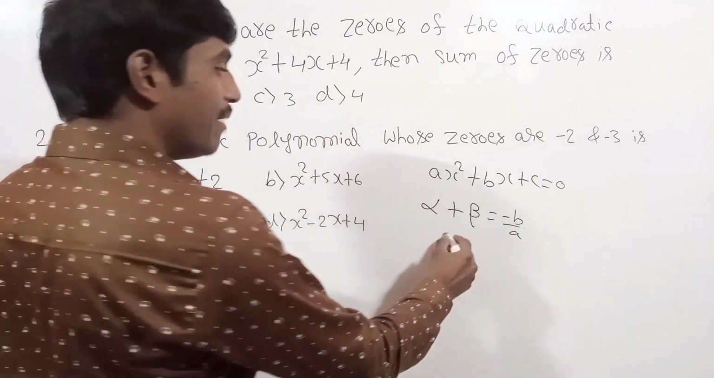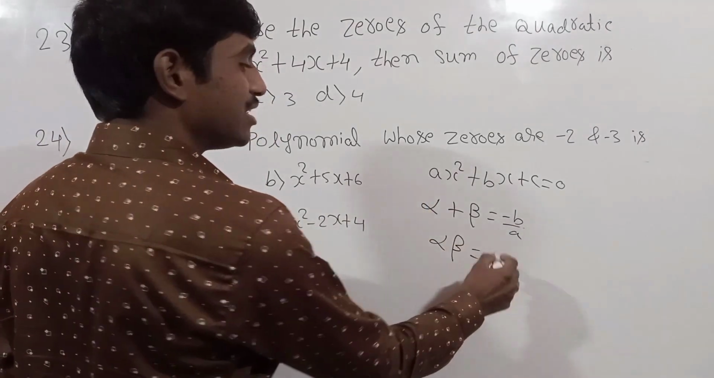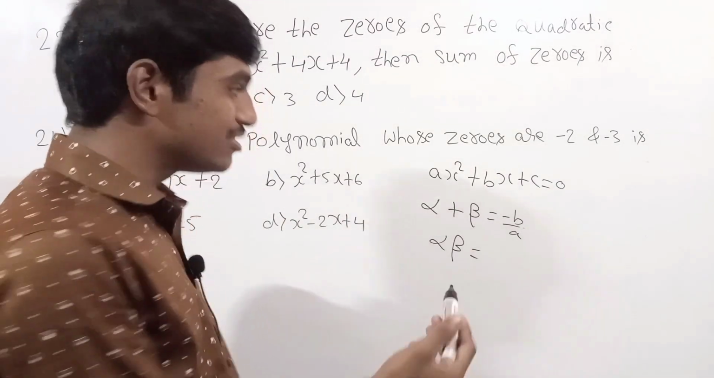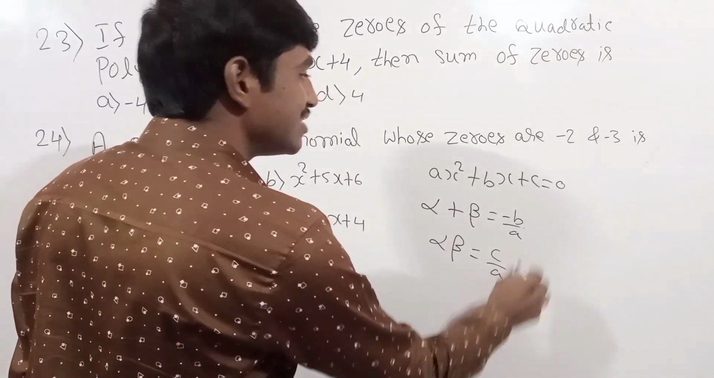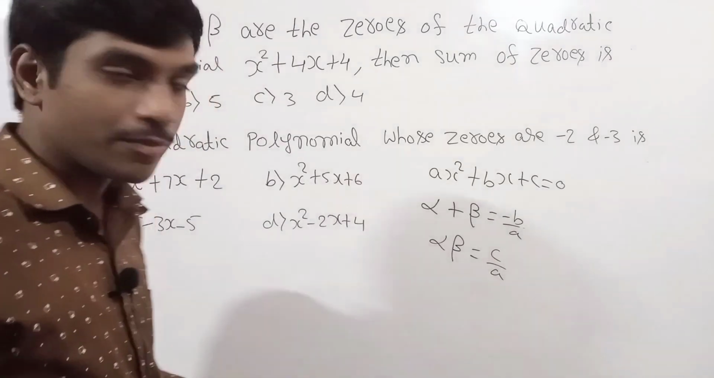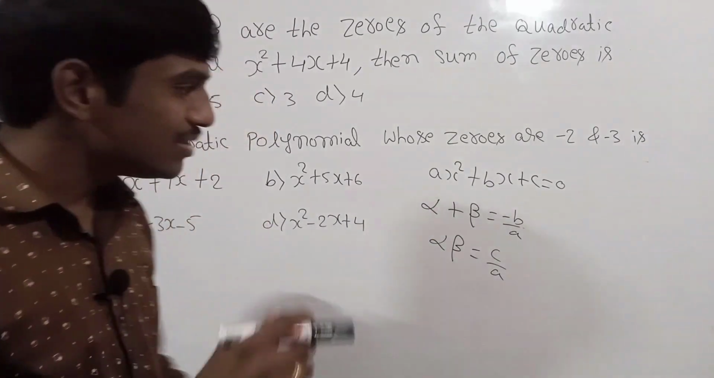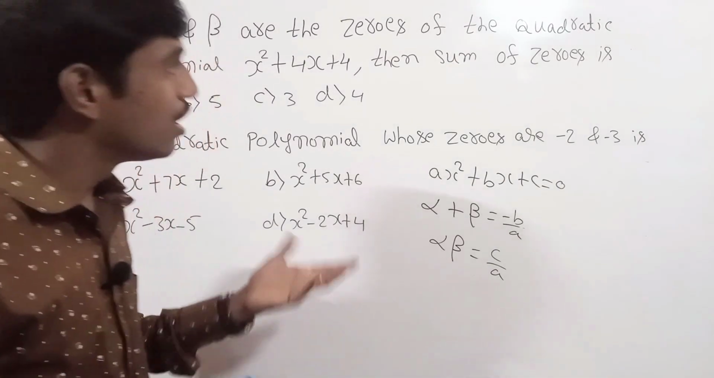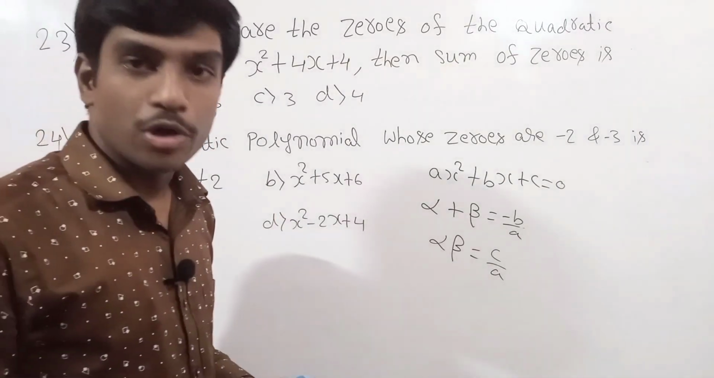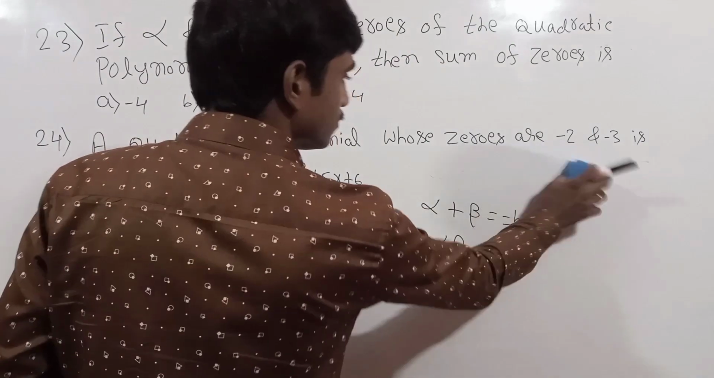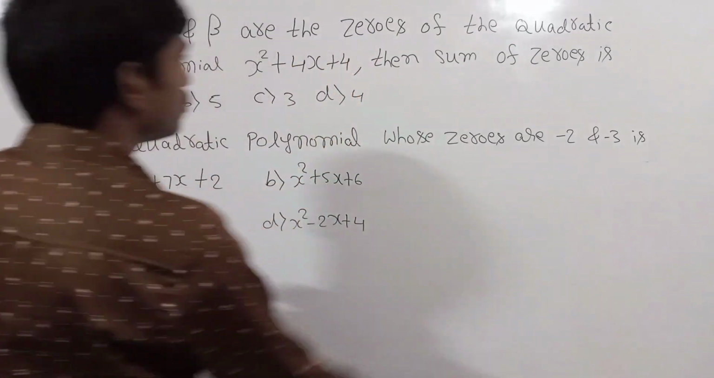And similarly, when you multiply the 2 zeros, that is alpha into beta, you will get c by a. And what is c? c is the constant term of the quadratic polynomial and a is the coefficient of x square. So if you know these two concepts, you can easily answer the questions from the polynomials chapter. So let's see the question now.